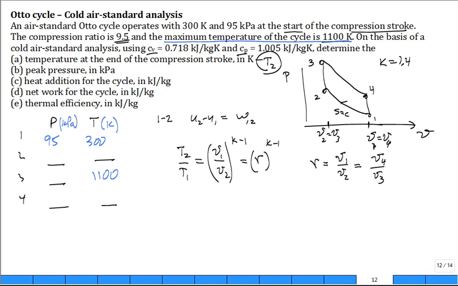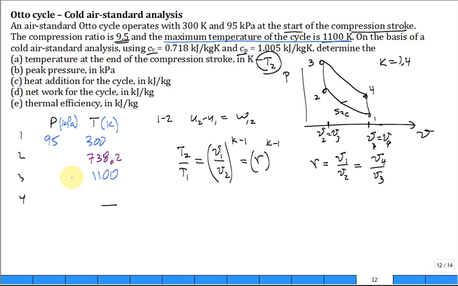Okay? So if I make that calculation, I find T2 is equal to T1, 300 Kelvin, times 9.5 to the 0.4 power. And now we can write in what that temperature is. Oh, it's around 738. I mean, we can put a 0.2 there, but okay, it's around that value. Okay? It's definitely not good to 5 digits. This is already a cold air standard assumption. It's not like you can hang your hat on it.